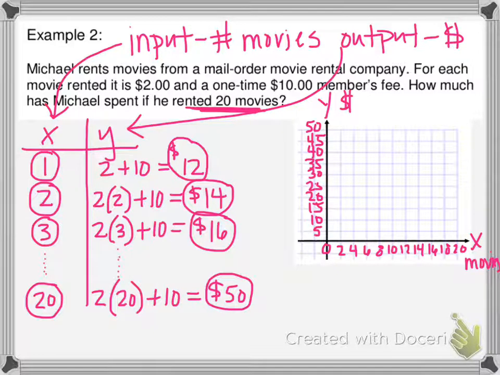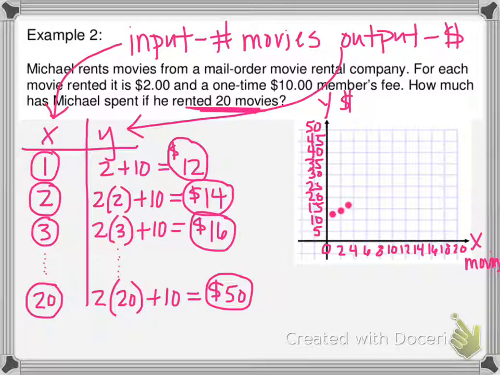Okay. So our first point is (1, 12). So 1 is our x value. We're going to go up to 12, so that's about right there. The next point is 2 movies cost $14, so we'll go to 2 movies. 14 is about right there. 3 movies cost $16, so that's about right there. And I can see that it's going up from left to right. If this was a scatter plot, it'd be a positive correlation.